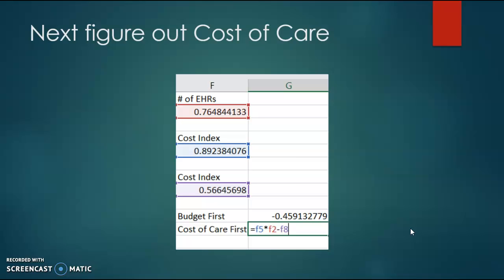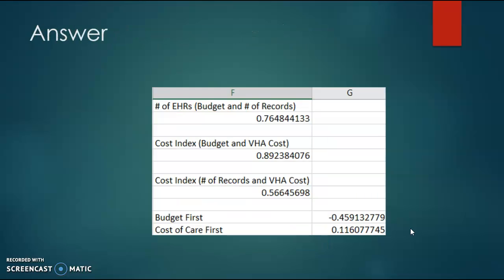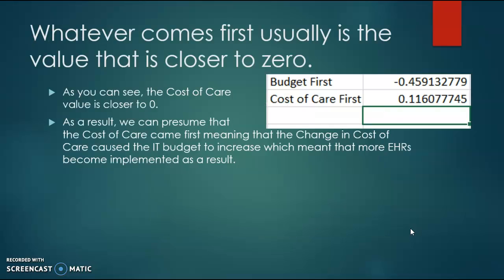Next, you do the same thing again, just for cost of care is now the primary value. And so we put the cost of care index of the budget and the VHA cost. Then we multiply that by the budget and number of records correlation, and then we subtract it by the number of records and the VHA cost, which should give us a correlation of 0.116077745. And, as I stated earlier, whatever comes first is usually the value that's closer to 0. And as we can see here, the cost of care is closer to 0, as 0.1 is closer than negative 0.4 because of the difference.